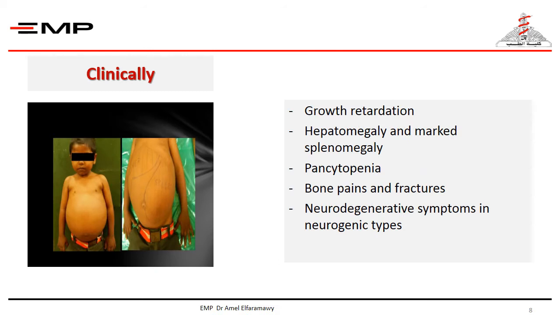Clinically, there is growth retardation, hepatomegaly, and marked splenomegaly, pancytopenia due to bone marrow infiltration, bone pains and fractures due to skeletal involvement, neurodegenerative symptoms in neurogenic types in the form of spastic convulsions, difficulty in swallowing, and mental retardation.